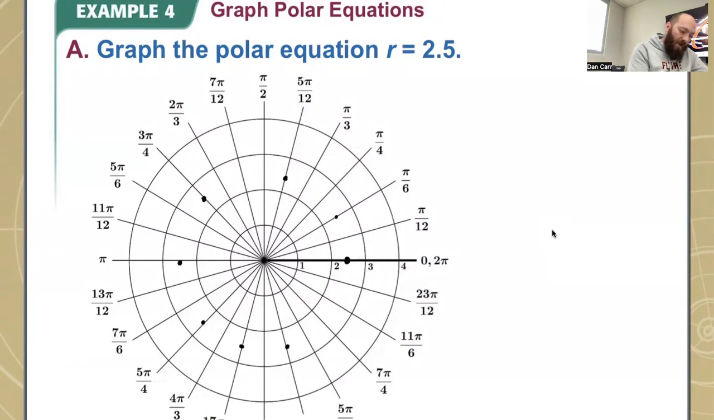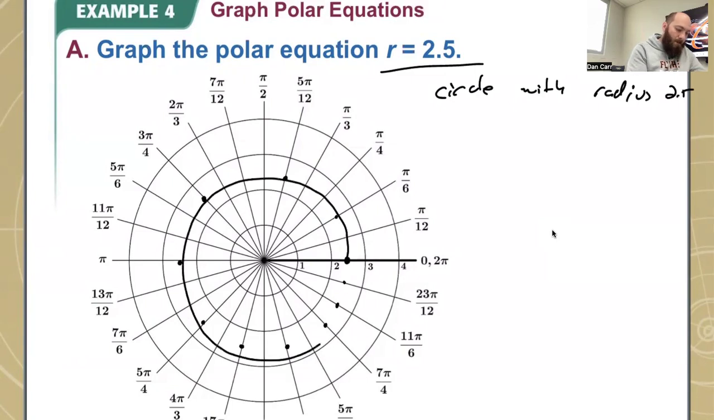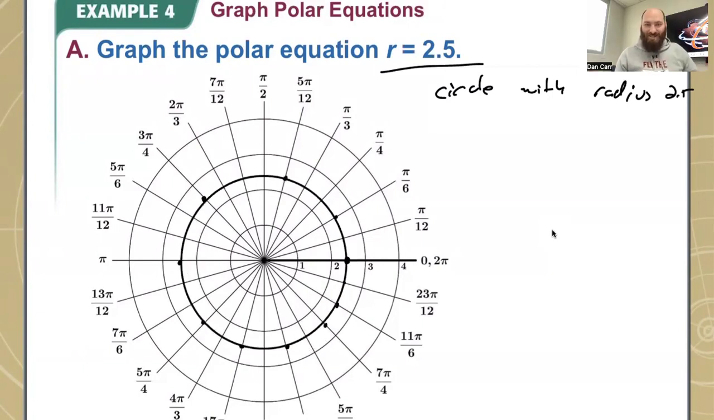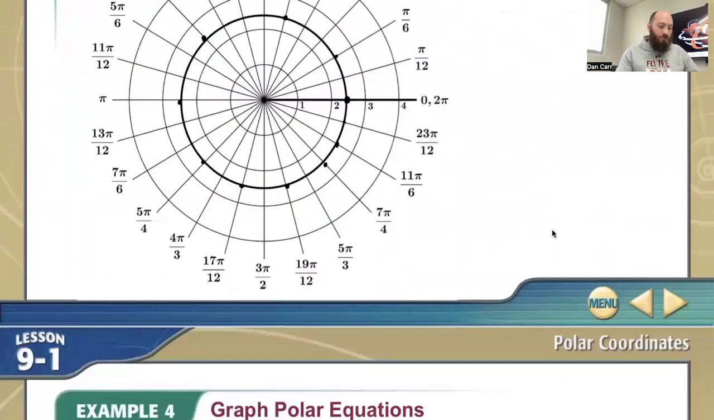Well, look at what shape we're creating. If I just keep going around and around and around, I'm basically creating a circle. And that's what this is. r equals 2.5 is a circle with a radius of 2.5. So I'm going to go ahead and draw that in now. Draw my circle in, and there we go. Perfect. So r equals 2.5 is just going to represent a circle like that.